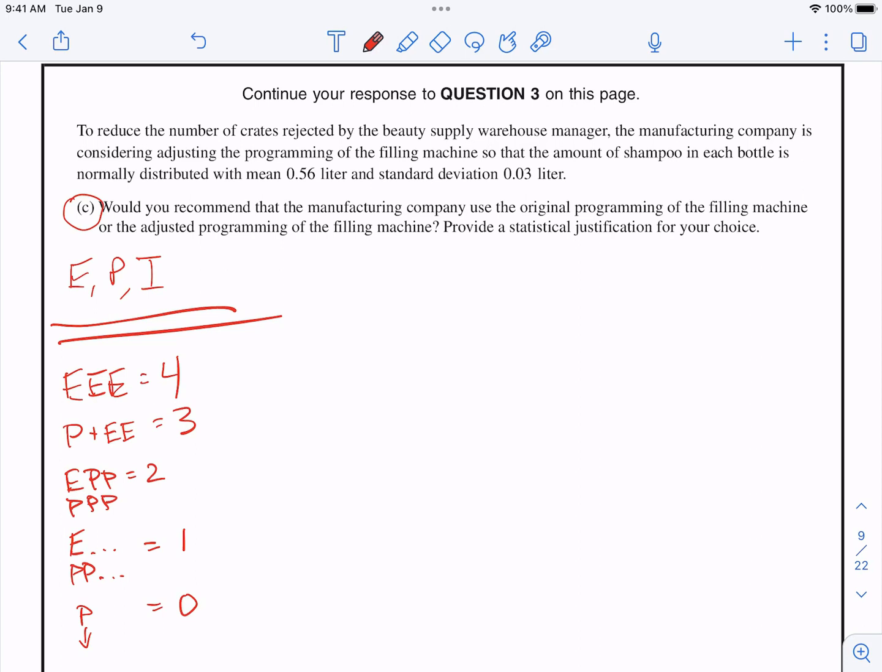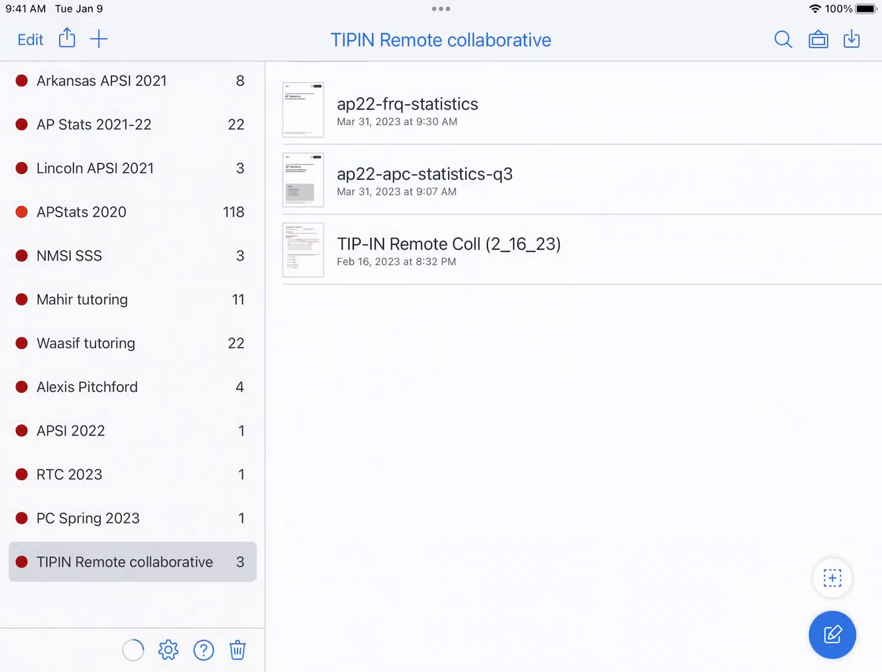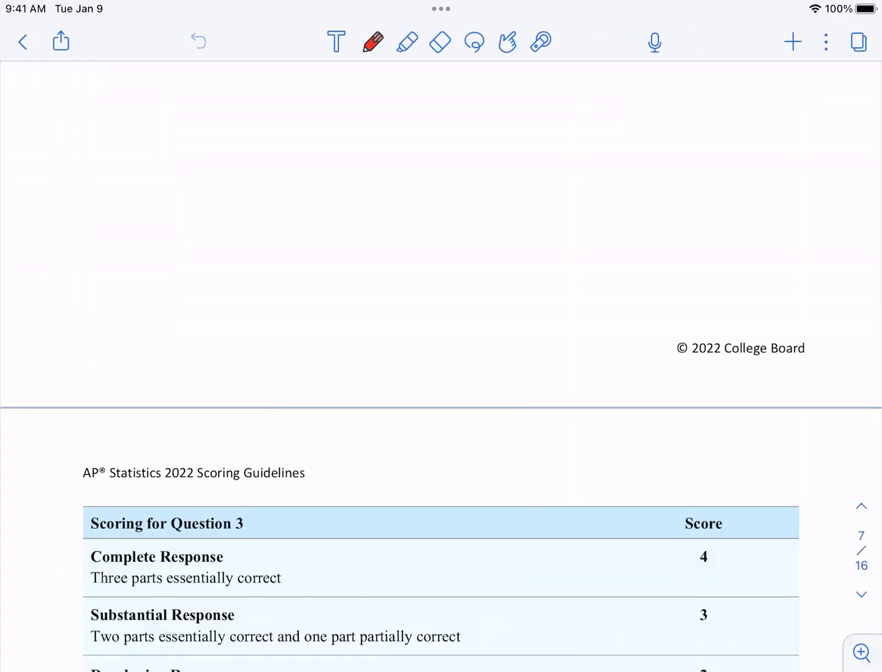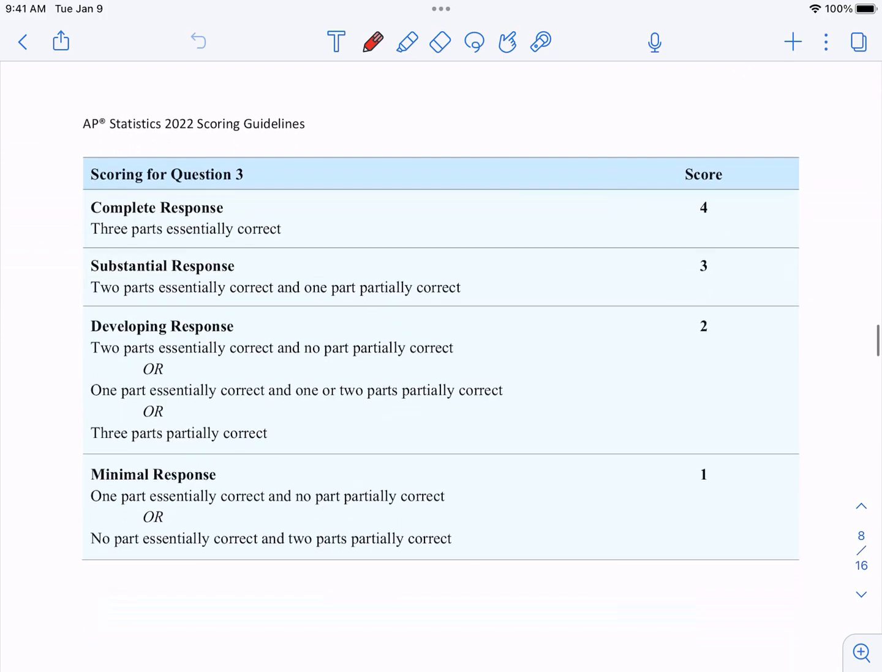Most of the time when you're grading, you're really just looking for essentially correct, partially correct, incorrect at every part. And so I'm going to walk you through a checklist system for scoring number 3, and hopefully it will make sense for you.